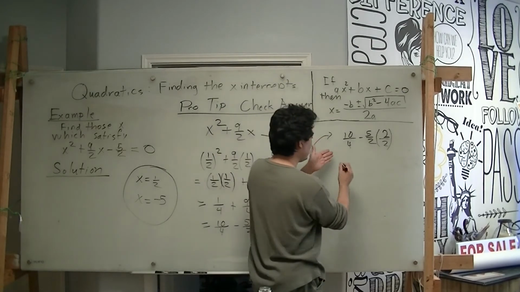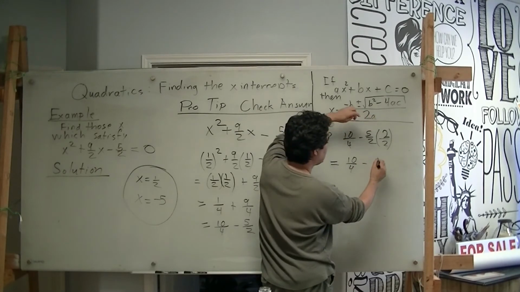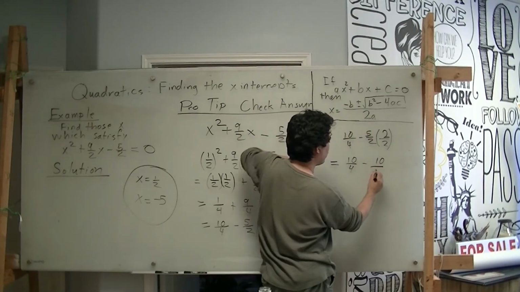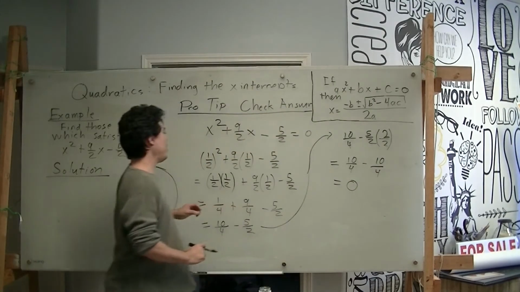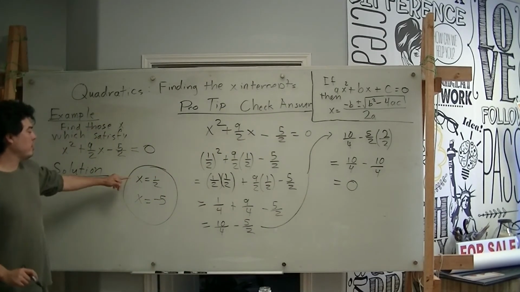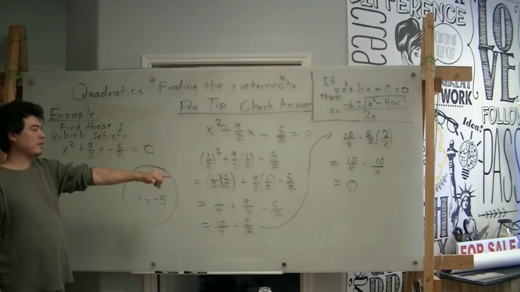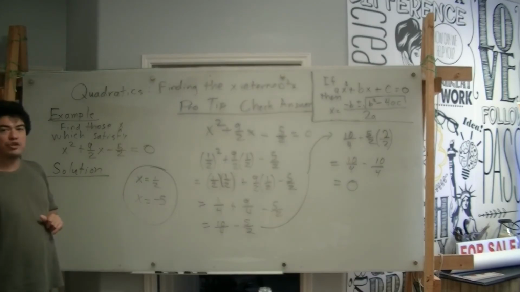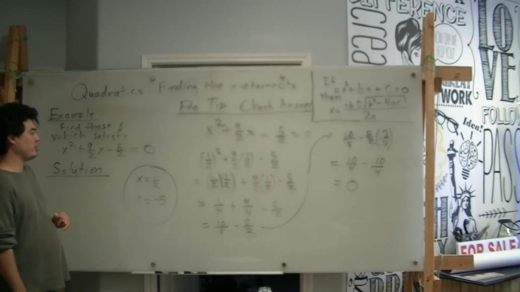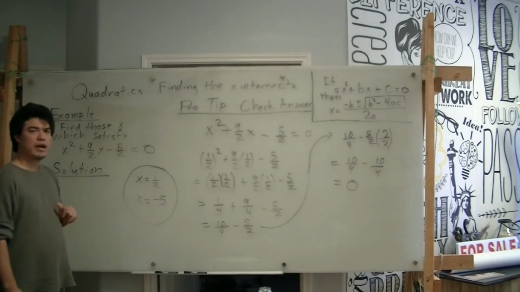Now, if I do this, then I get the following situation. I get 10 fourths here minus 2 times 5 is 10, 2 times 2 is 4, and I see that indeed, when I plug in our first x-intercept into our original equation, we do in fact get 0. So we have verified that this is in fact a solution to our original problem. I will now do the same thing with the negative 5.